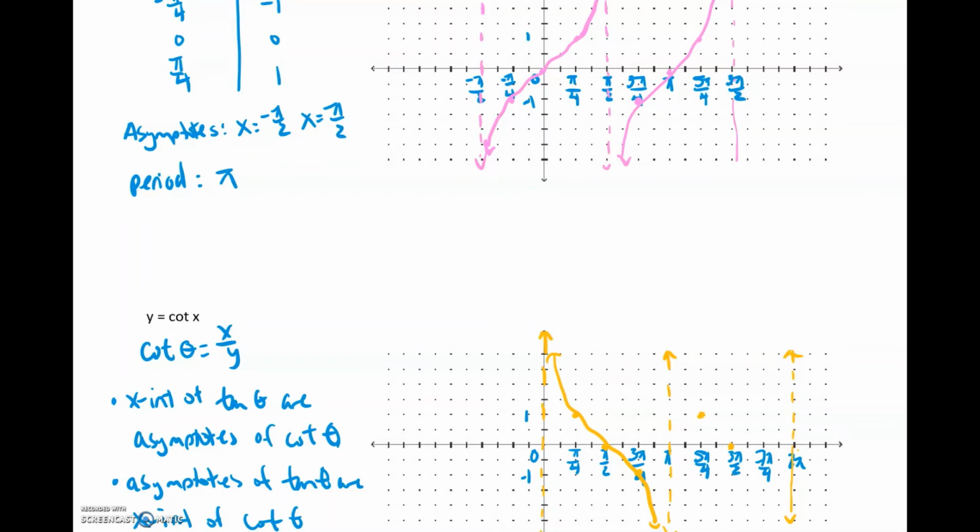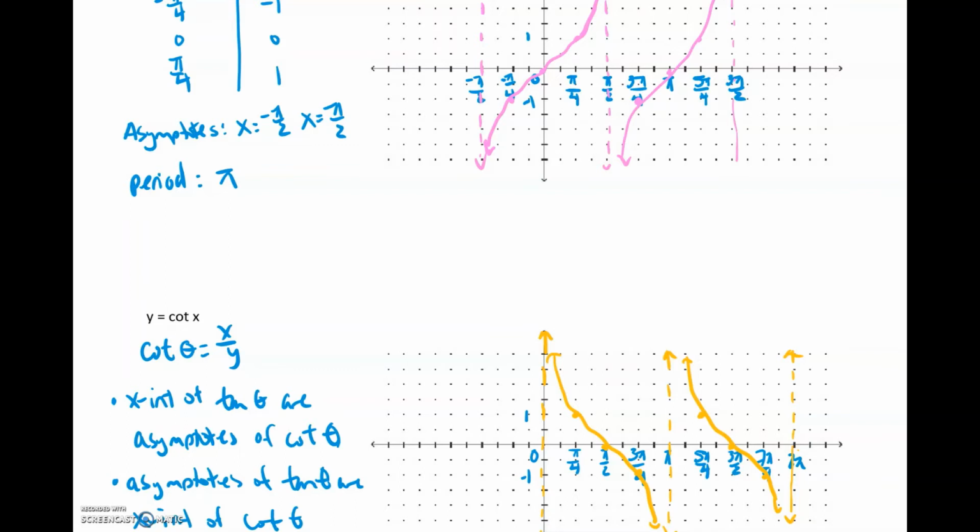And then you can see it's periodic, so I can just use this pattern. Going 2 spaces away from 3 pi over 2, I'm going to get 7 pi over 4 and negative 1. And there's my second full period. And that is cotangent. So if you can graph tangent, you can get cotangent really easily.